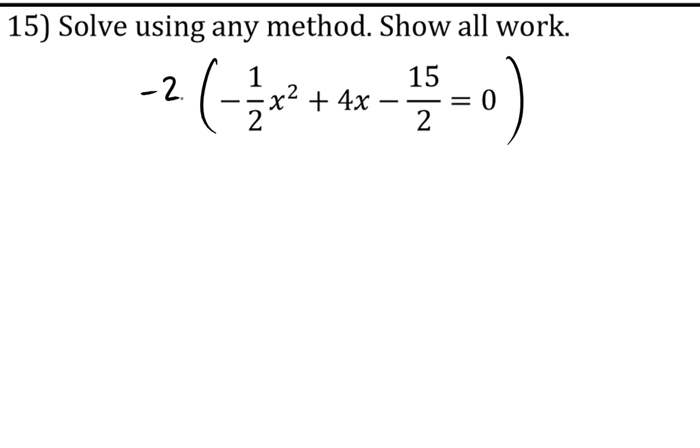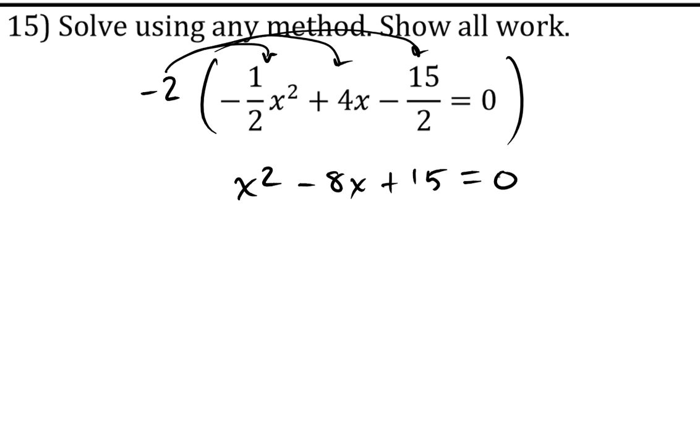When I do that, negative 2 times this term becomes a positive x squared. Negative 2 times positive 4x becomes minus 8x. Negative 2 times negative 15 halves becomes positive 15. I like the look of that a lot. It looks a lot better already. I was just doing completing the square, so I think I'll do that on this. I'm going to write this as x squared minus 8x plus something to complete the square. And of course, I'm subtracting 15 from both sides to make that space.